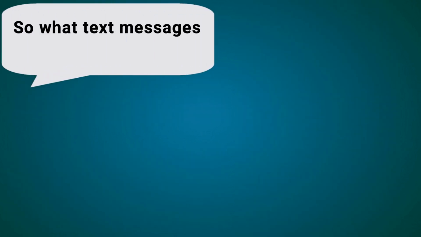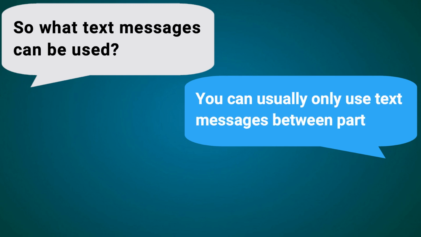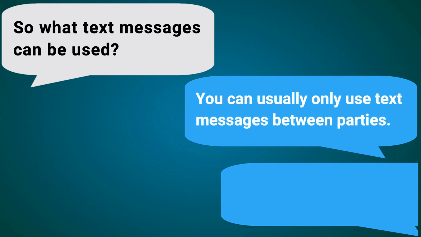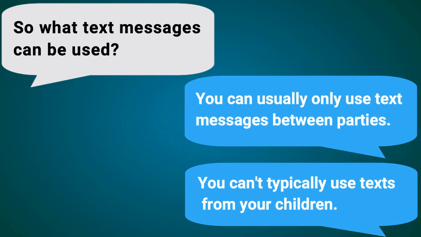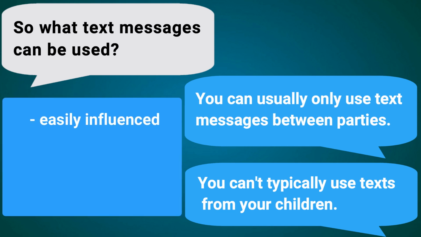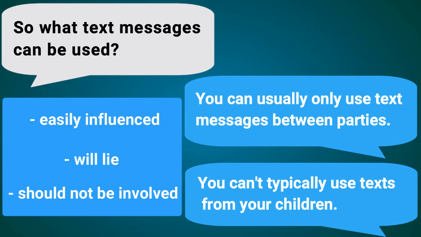So what text messages can be used? You can usually only use text messages between parties, so you typically cannot use texts from your own children, which should be for obvious reasons. Your children can be easily influenced, coerced, or manipulated. Sometimes children will lie in exchange for something, and again, children should just not be involved. A child is going through enough if their parents are getting divorced or fighting over custody, and they should be kept out of it as much as possible.